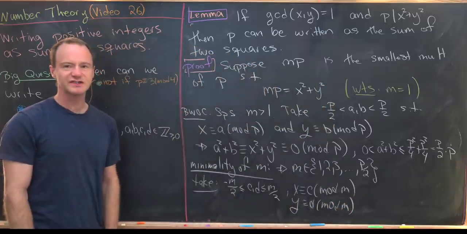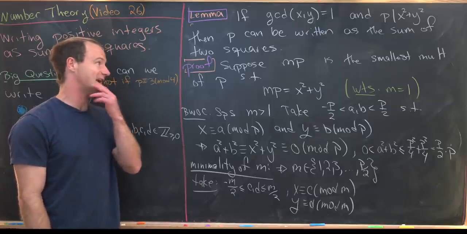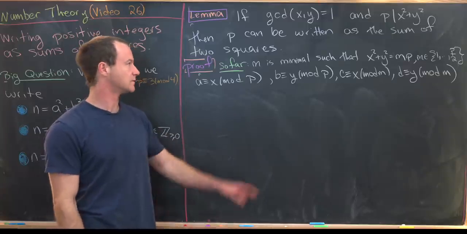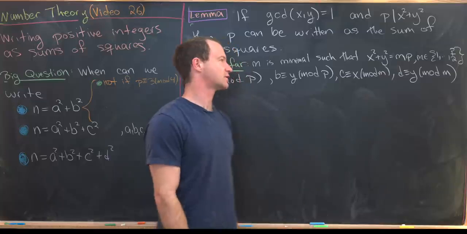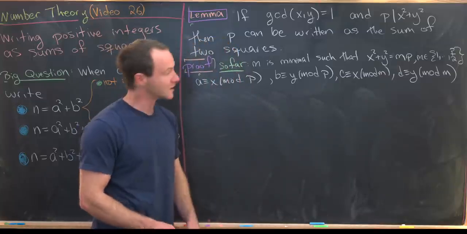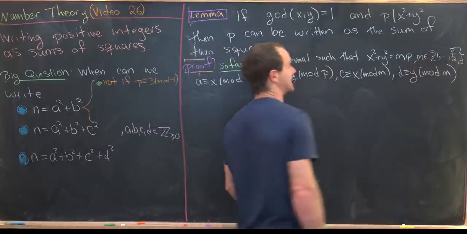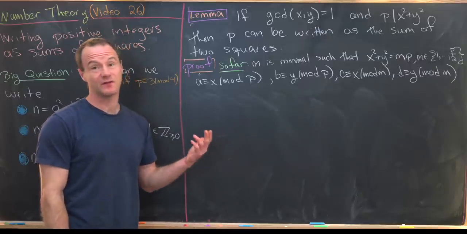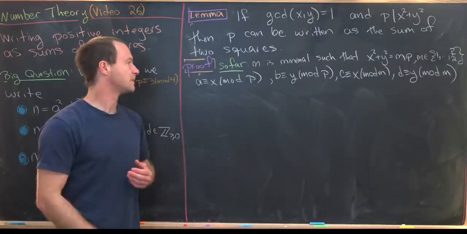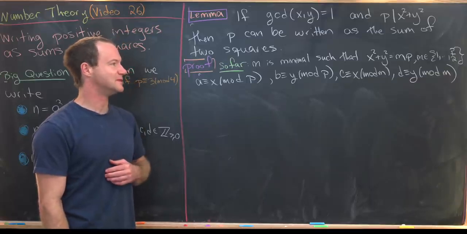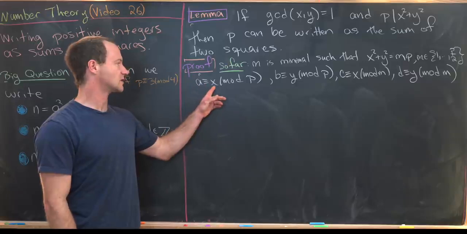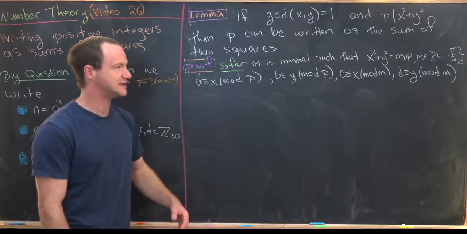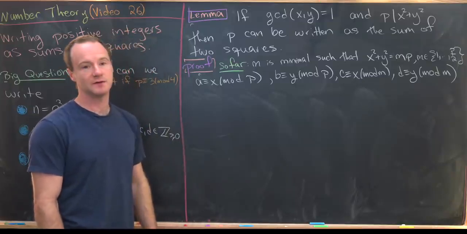Okay, so now we've got a bunch of stuff to summarize before we move on to the next step, and we'll do that at the top of the next board. Okay, we got a lot of moving parts on the last board. We have a minimal m such that x squared plus y squared is equal to mp. We argued that m must be less than or equal to p over 2. So it comes from the set 1 up to maybe the floor of p over 2 if p is odd. Then next, we introduced some numbers a, b, c, and d. So a was congruent to x mod p, b was congruent to y mod p, c was congruent to x mod m, and d was congruent to y mod m.